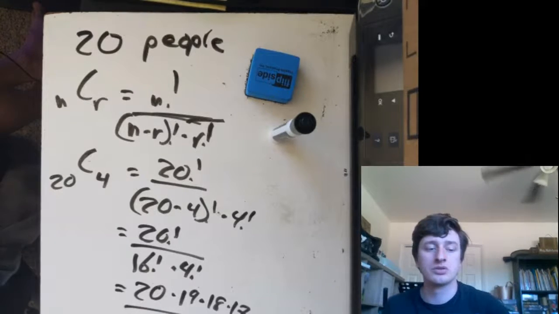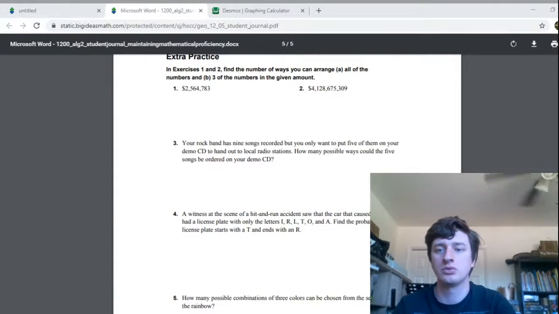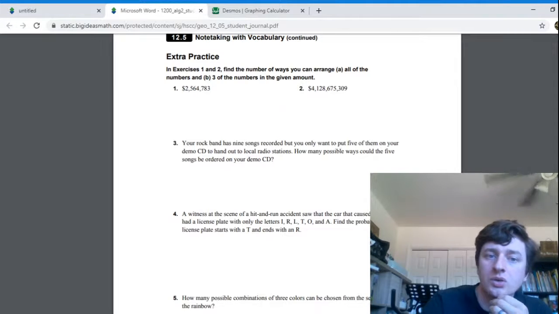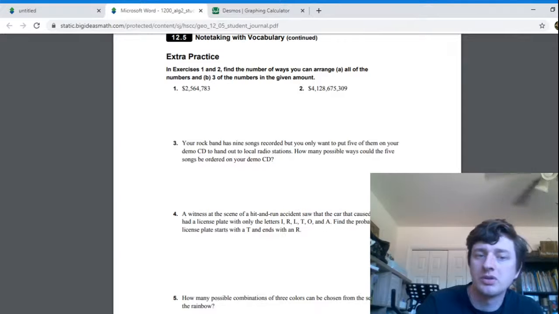So when we're looking at our student journal, we have these practice problems. Numbers 1 and 2 say to take all the numbers that are listed. How many different ways can we arrange those? And then how many ways can we pick 3? So the combination would be picking 3 of them. We just do factorial for how many different numbers there are.